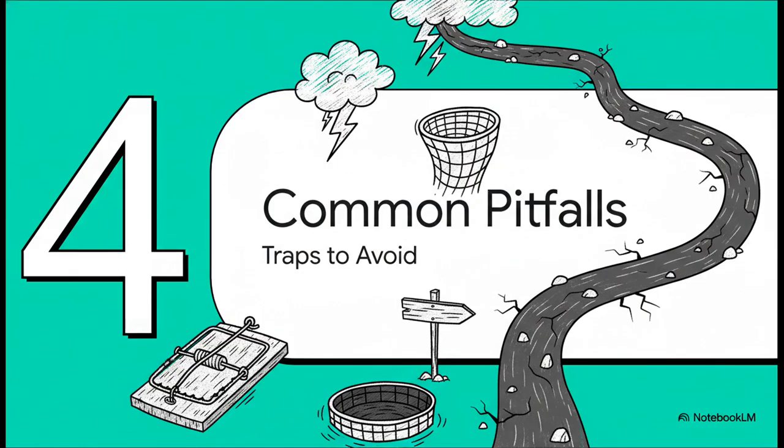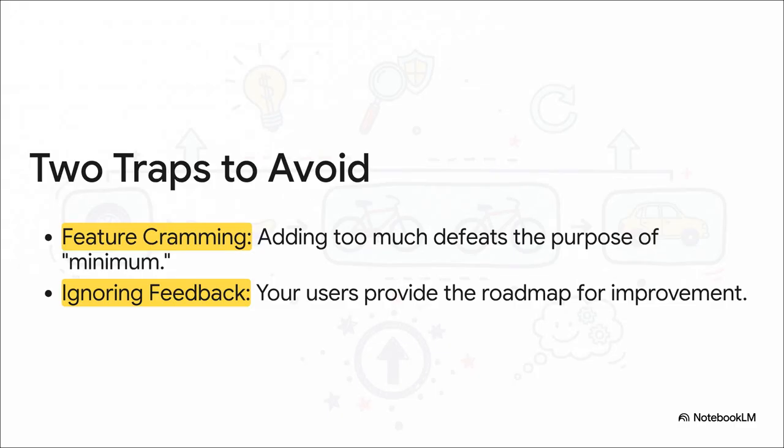But, of course, this journey isn't always easy. It's so important to know about the common traps that can completely derail a great MVP strategy. So let's talk about the 2 big ones to avoid. First, feature cramming. This is that temptation to just add one more little thing, and then another, and another, until your MVP isn't minimum anymore. You have to stick to your core.